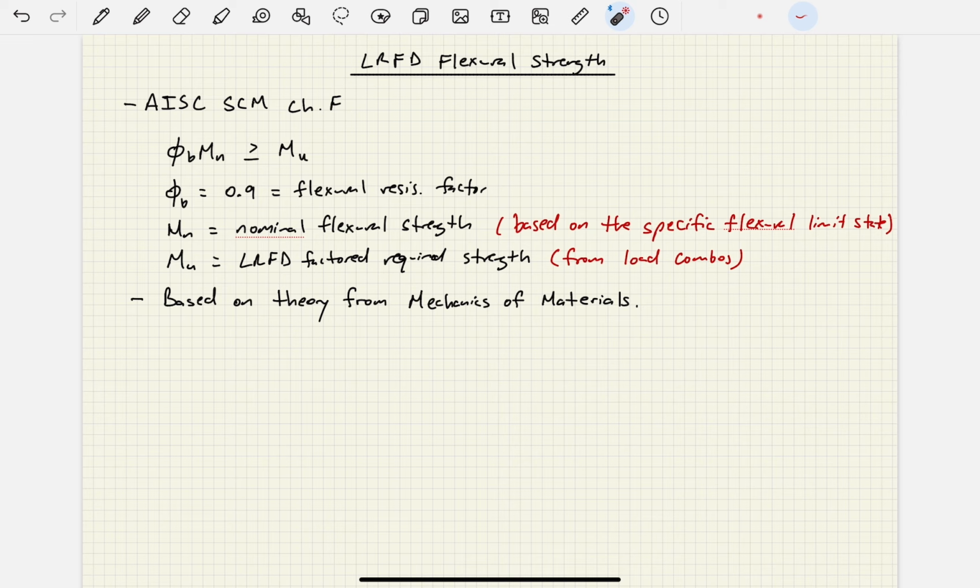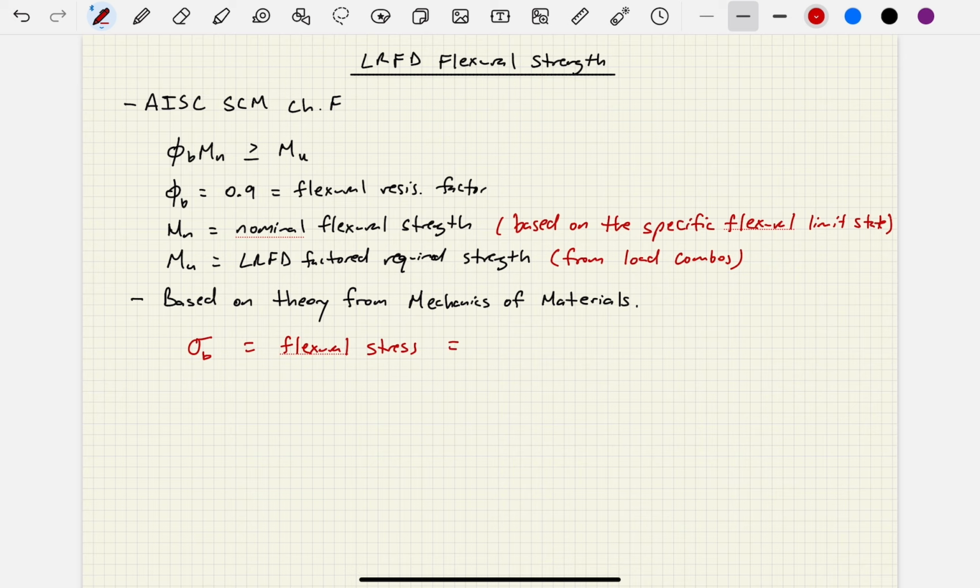Now, what about this next bullet point I have here? Based on theory from mechanics of materials, okay? So some of the theory that we learned back in Mech of Materials or even in structural analysis is the foundation of this chapter F, all right? And so let's recall some important things from Mech of Materials. We may remember from Mech of Materials that we had flexural stress or bending stress, sigma B, right? This was called flexural stress.